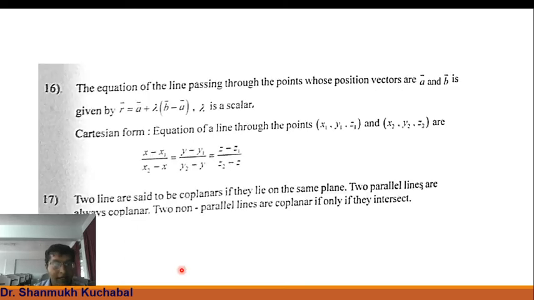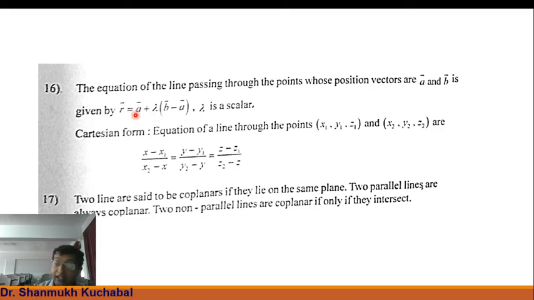Similarly, the next point we will discuss: the equation of the line passing through the points whose position vectors are a and b is given by the formula vector r equal to vector a plus lambda times (vector b minus vector a). This is the formula, the vector form of the equation.